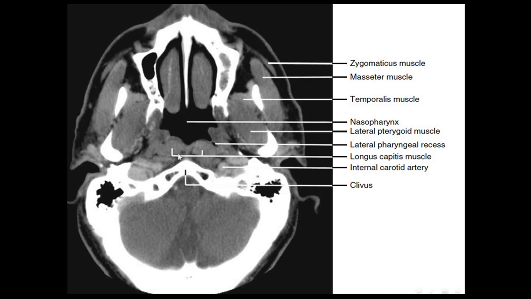Here we have the longus capitis muscle. This muscle originates from the transverse processes of cervical vertebrae 3 to 6, and then inserts on the inferior or basilar surface of the occipital bone, the longus capitis muscle. This is the internal carotid artery. This is the clivus.